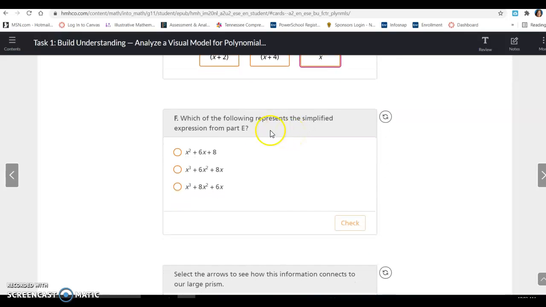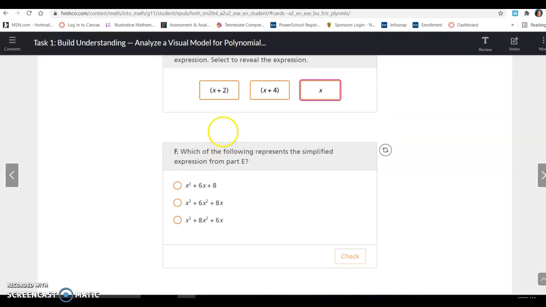Which of the following represents the simplified expression from part E? If we multiply these together, x times x is x squared, plus 4x and 2x give me 6x, and then plus 8. And then if we multiply all those by x, it all goes up by 1 power. So when you multiply that out, you're going to get x cubed plus 6x squared plus 8x.